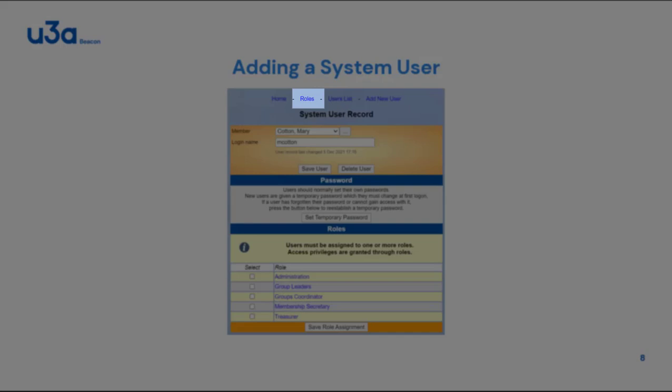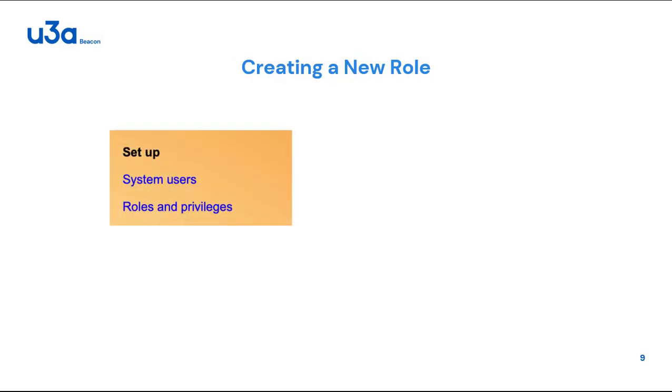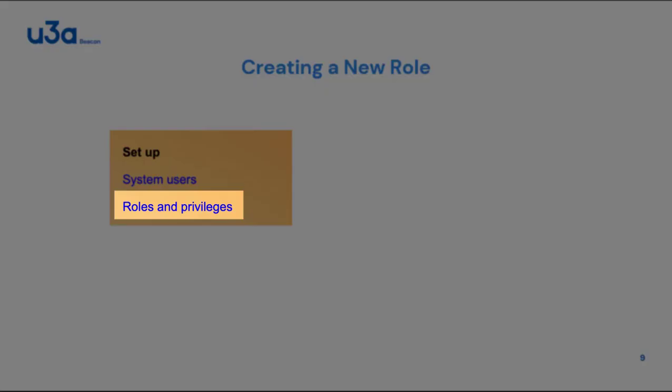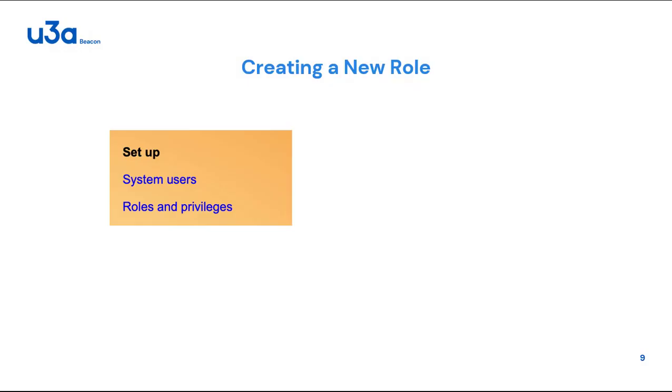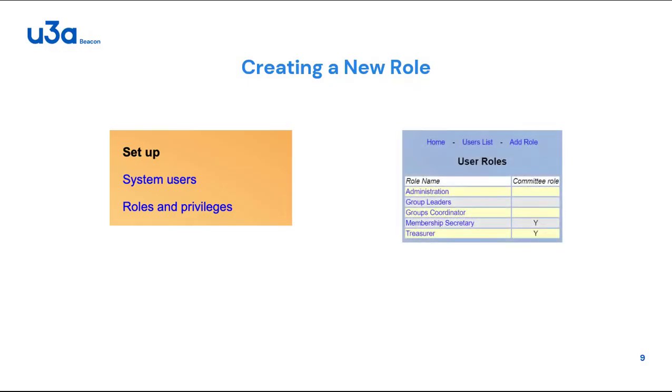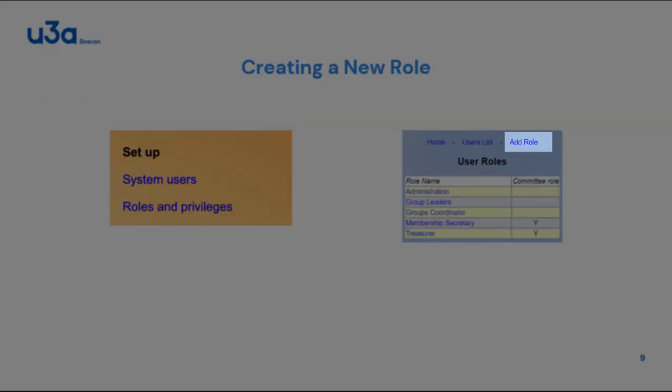From this screen, click Roles in the blue options at the top of the screen. Alternatively, you can select roles and privileges from the Setup column in the main administration menu. Either way, it opens a screen showing the existing user roles. A Y indicates roles that are on the committee. From this screen, select Add Role.